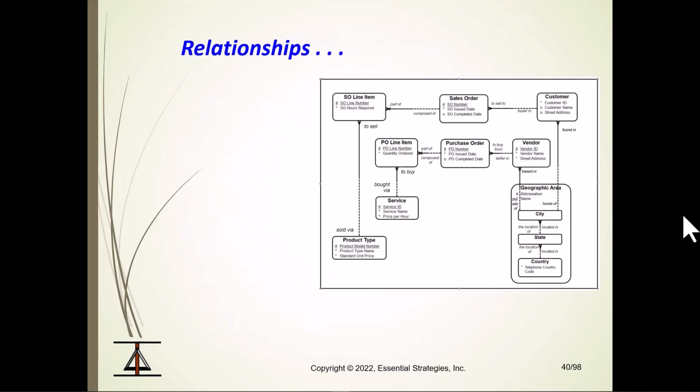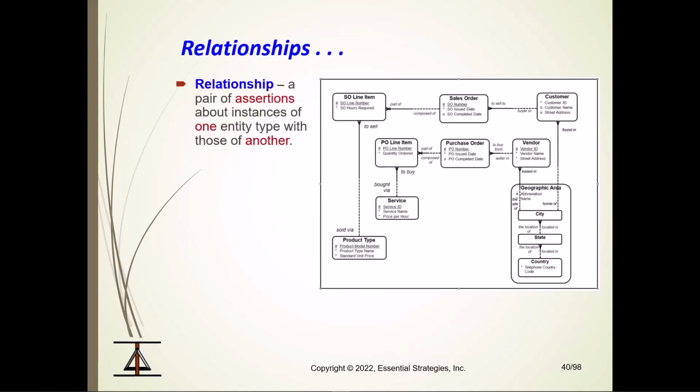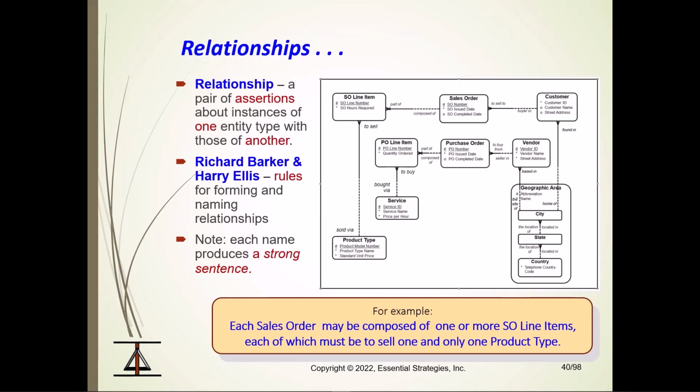Now for the lines that link the entity types together, relationships. Each relationship line represents a pair of assertions about the nature of how one instance of one entity is related to instances of the other. The fellows I mentioned on the last slide, Richard Barker and Harry Ellis, have very specific rules for forming and naming relationships. For example, hidden on this drawing are two strong assertions. Note that each may be true or false. For example, each sales order may be composed of one or more SO line items, each of which must be to sell one and only one product type.